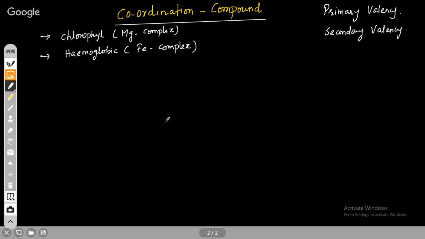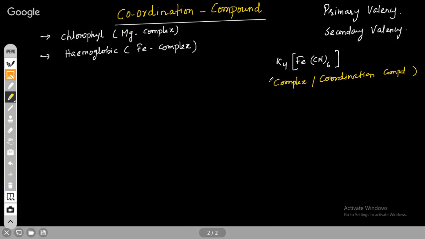Now the main thing you have to understand before going into the classification of compounds. Suppose I take one example of coordination compound, which is K4[Fe(CN)6], a complex of iron. This is a coordination compound, and we also call it a complex compound. Coordination compound or complex compound are the same thing.